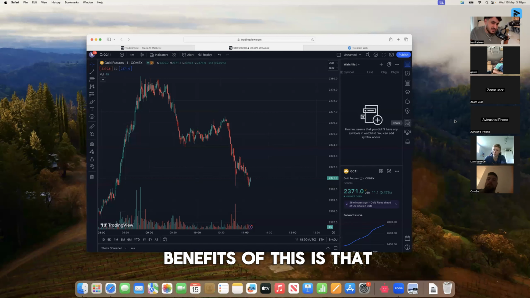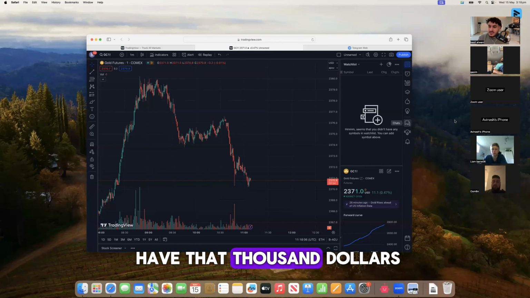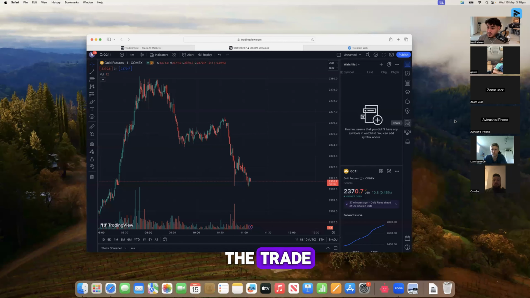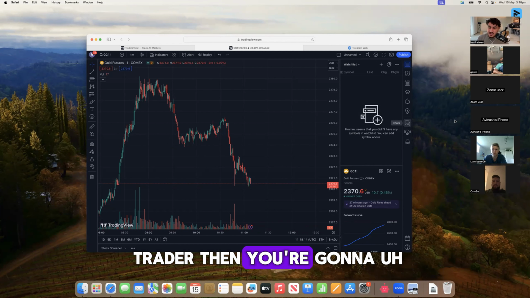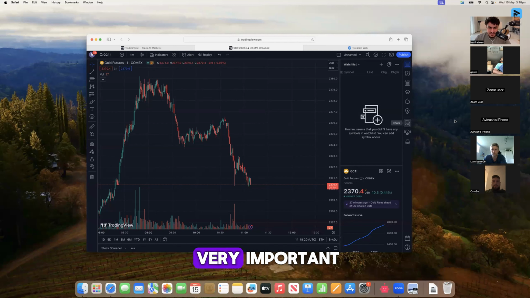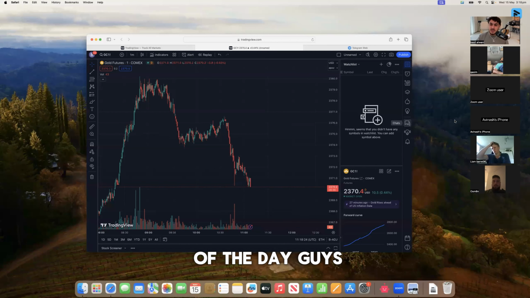One of the benefits of this is that if our trade is good and we make profits, we're going to make a lot more profit than if we only had that $1,000 we were trading with. And obviously the exact same thing, if we lose the trade, we might lose a little bit more. But if you're a good trader, then you're going to win more than you lose, and that's the aim of the game. So that is what leverage is. It's very important, especially for day traders, because at the end of the day, guys, we are day traders.